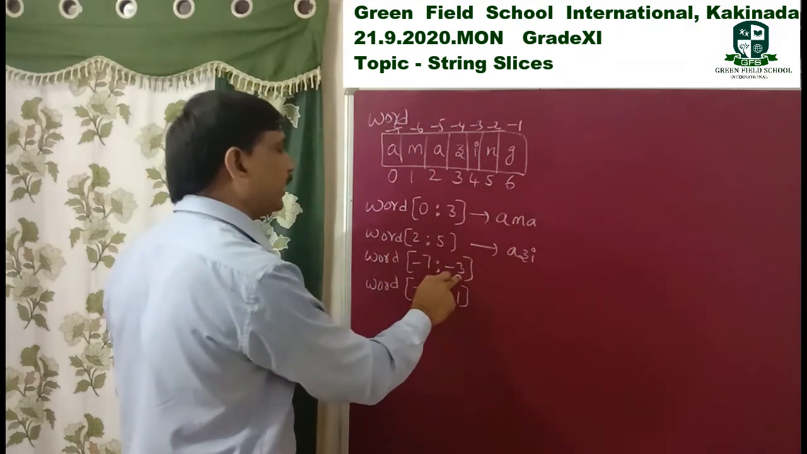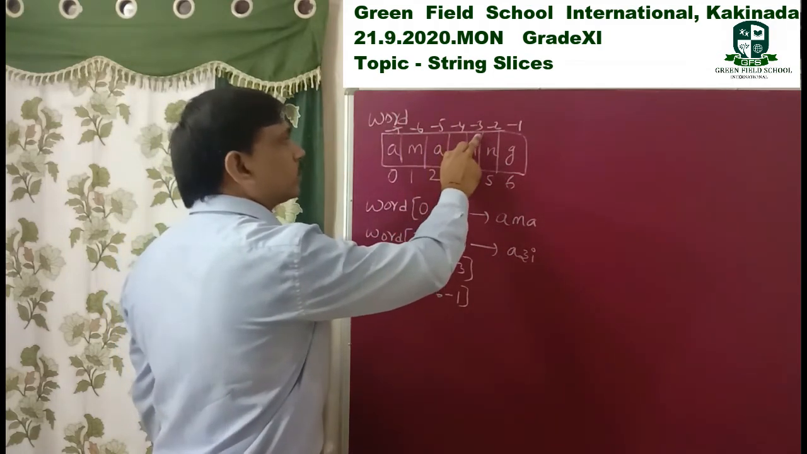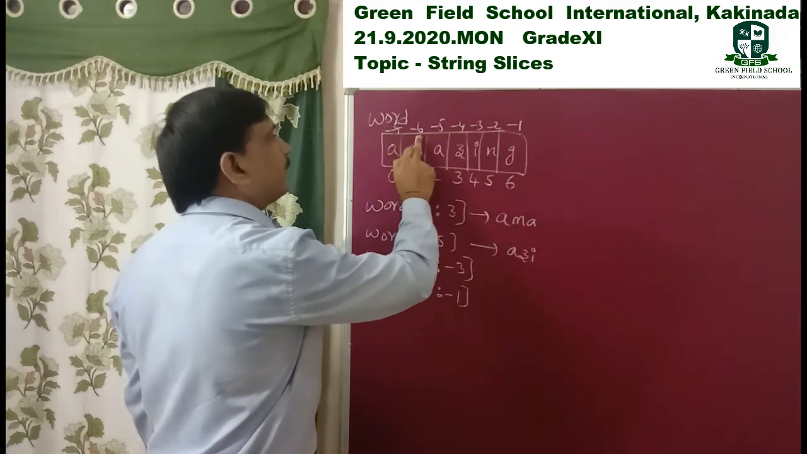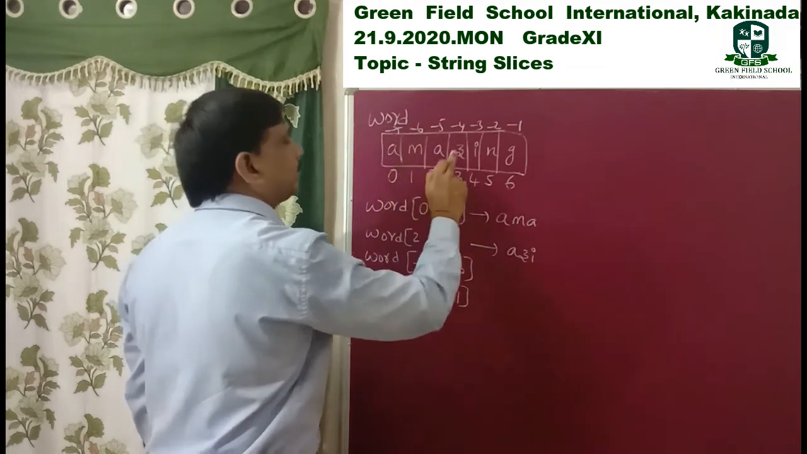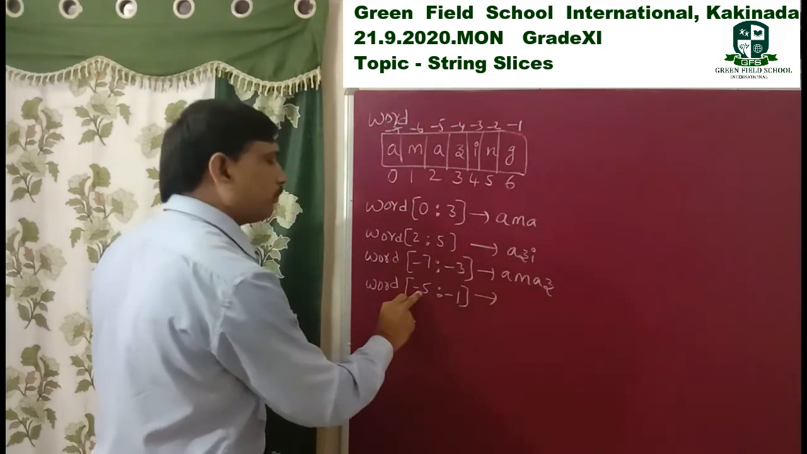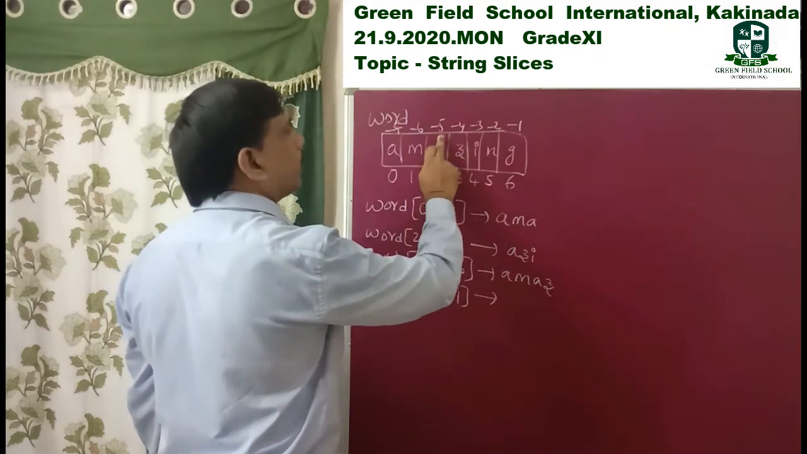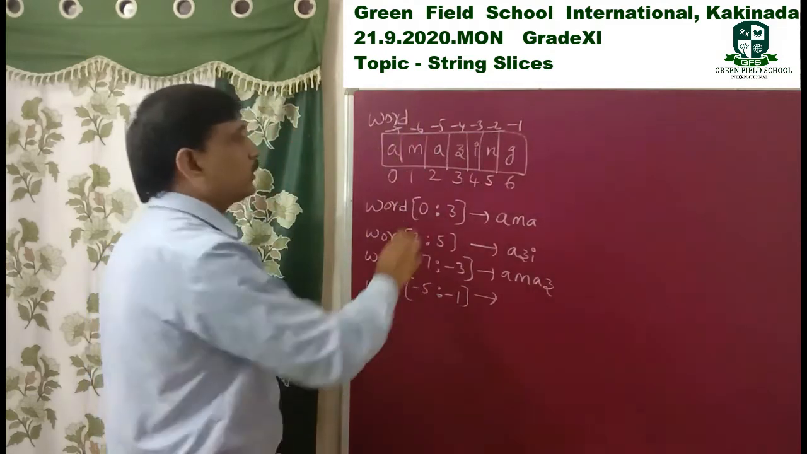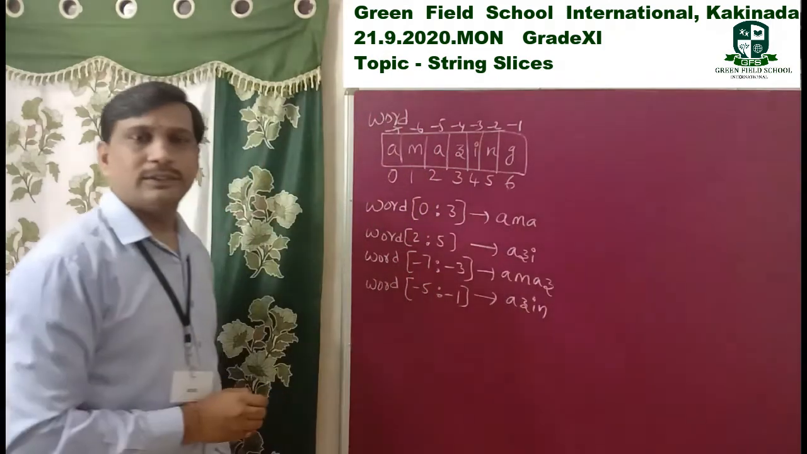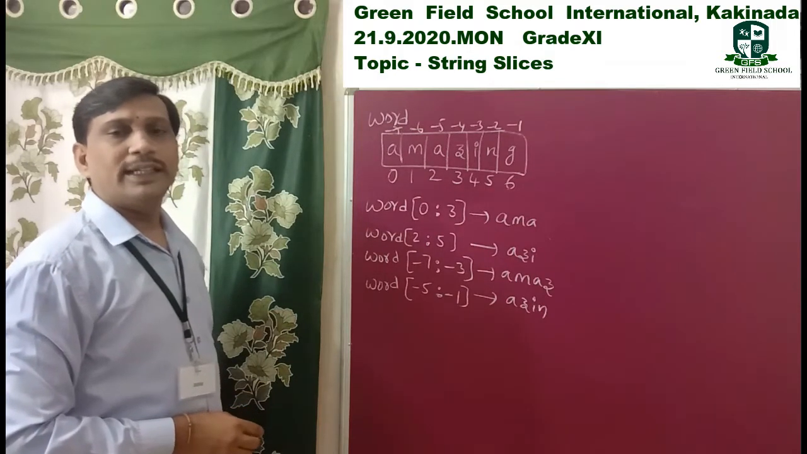Next coming to -7 to -3. Before -3, we access only up to -4. So -7, -6, -5, -4. A, M, A, Z. It displays the output A, M, A, Z. Consider this example, -5 to -1. Before -1 is -2. So -5, -4, -3, -2. Then we access A, Z, I, N. A, Z, I, N. These are the examples we construct from our textbook.